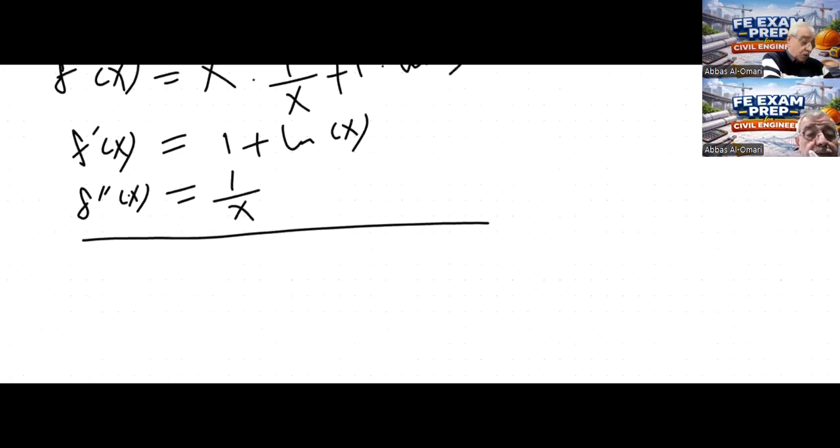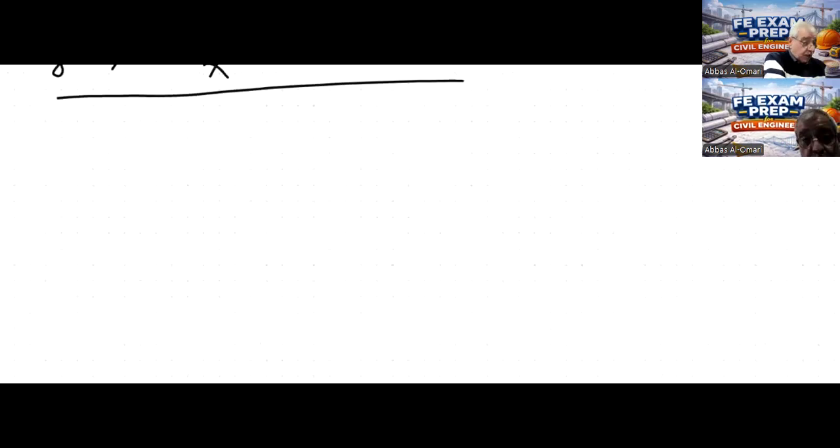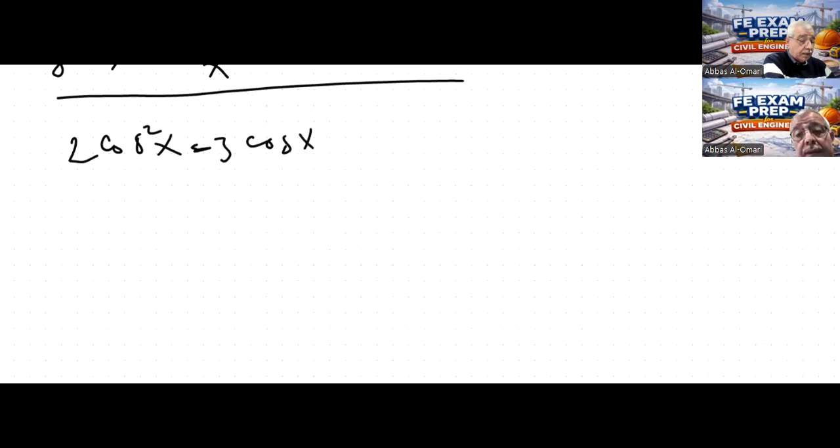Now the next problem: we have the equation 2 cosine squared x minus 3 cosine x plus 1 equals 0, and it is required to determine the value of x, which is an angle.